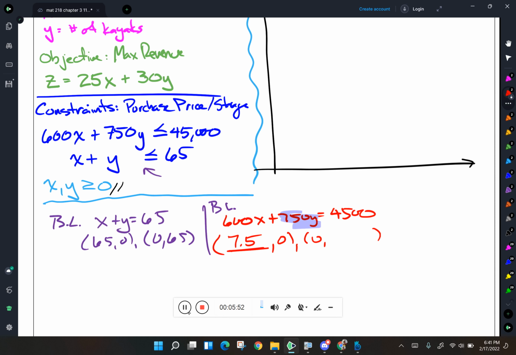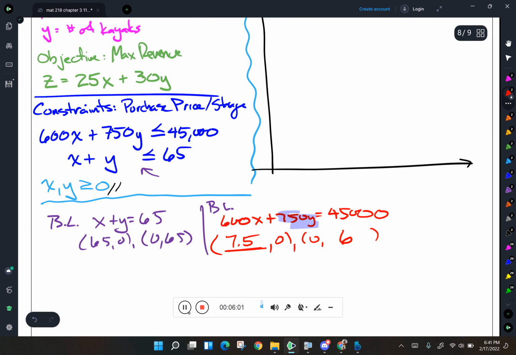And that gives me 6. You know what? I just realized something. Isn't this 45,000? So I think this one's actually going to be 75 and 60. And those numbers make so much more sense. I love when I make mistakes like that. Actually, what I love about it is when I catch it, because those numbers just seemed way too small.